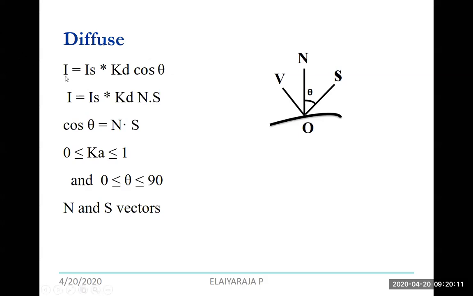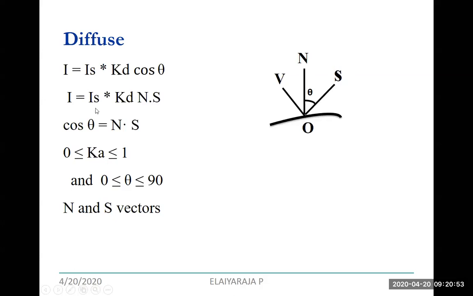So here, how intensity you are going to calculate, how intense the light source touches the particular object and it diffuses over there. The intensity of diffuse is equal to the intensity of your light source multiplied with the coefficient factor of your diffuse and multiplied with cos theta, where this cos theta we can define as the dot product of your normal vector and source of the light.